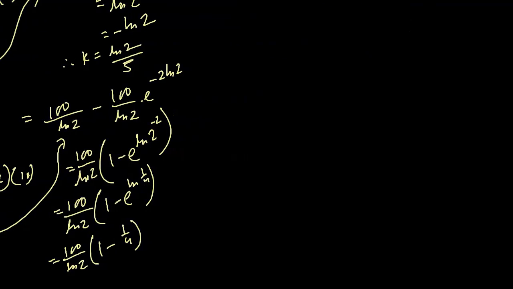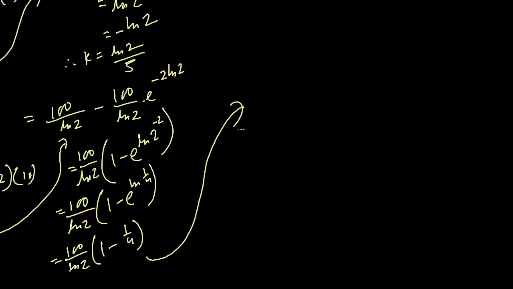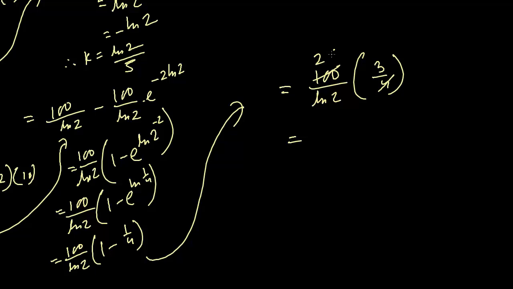Let's do it over here. So we can write 100 by ln 2, 1 minus 1 by 4 is 3 by 4. We can cancel this, 4 2s are 8, 4 5s are 20, and this is 75 divided by ln 2. So that's the volume. This is a pretty lengthy sum, and you have to be very, very careful to do this.